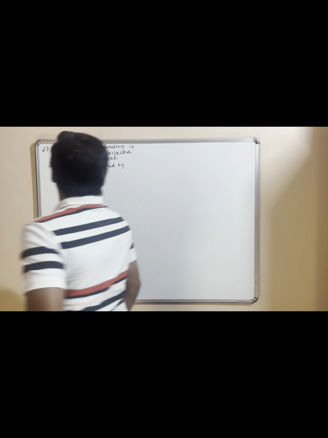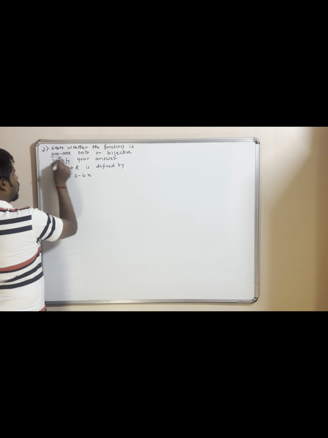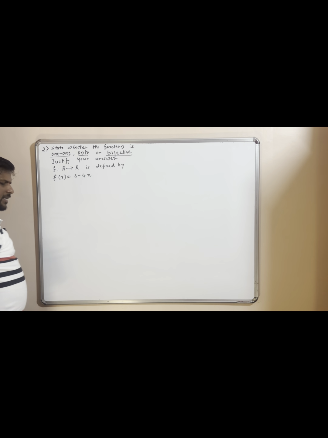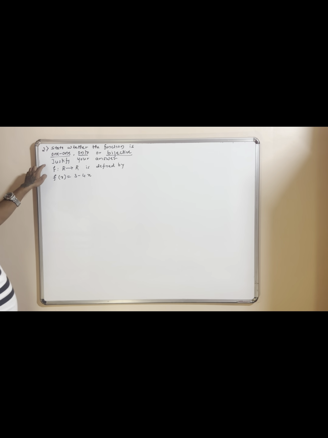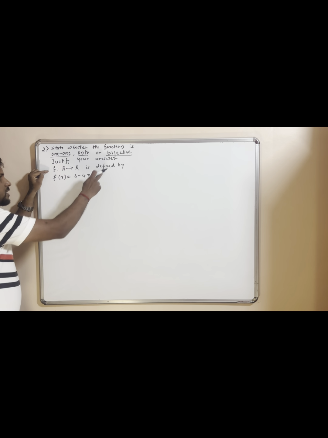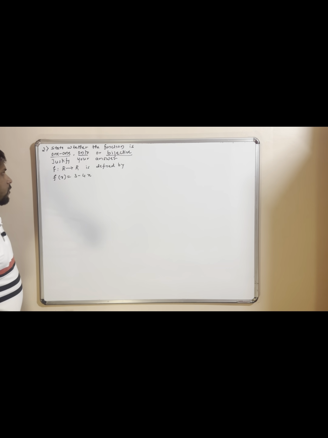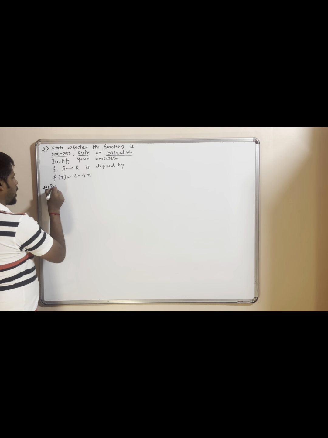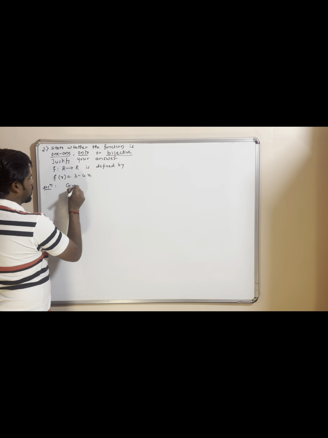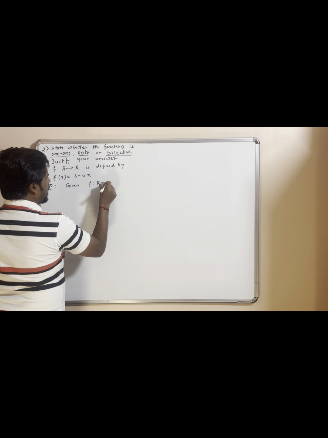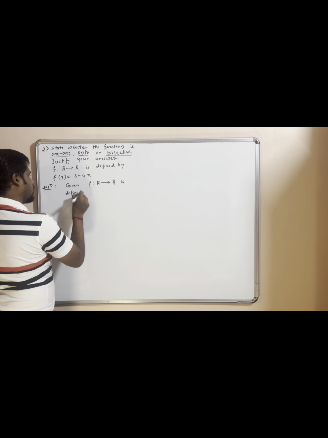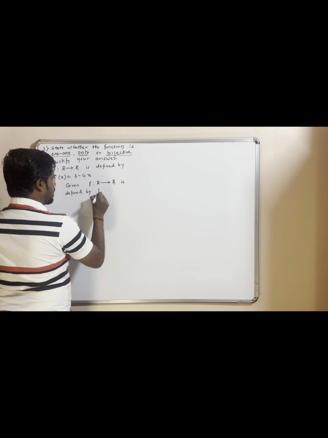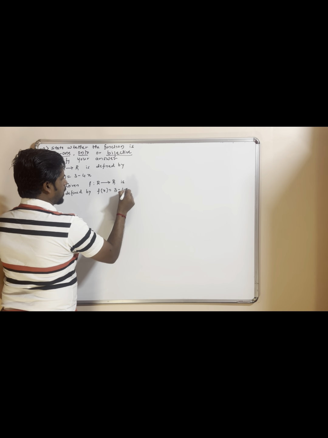Second question: state whether the function is one-one, onto or bijective. If the function is one-one and onto, then that function is called bijective. Justify your answer. Then what is the function? Here the function is defined by f from R to R, f of x is equal to 3 minus 4x. Same steps, one-one and onto. Okay. Here the solution: first write down the given. Given function is f from R to R defined by f of x is equal to 3 minus 4x.